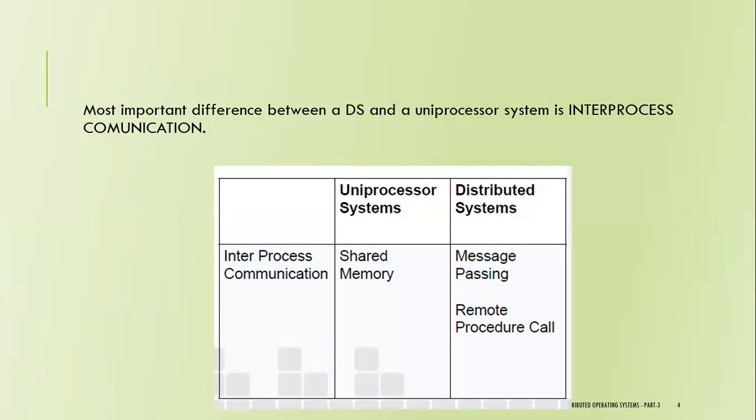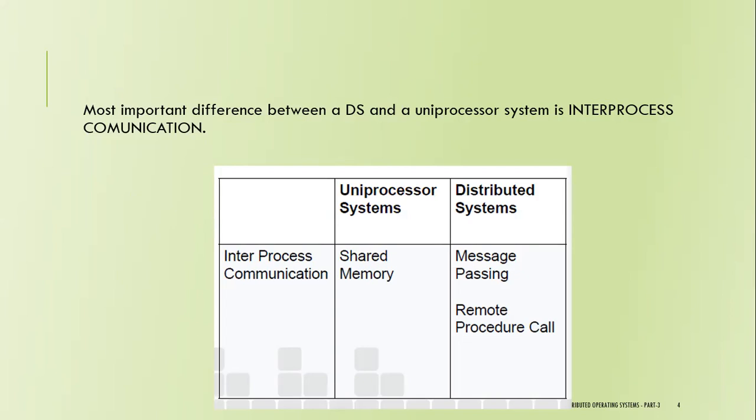The single most important difference between a distributed system and a uniprocessor system is the interprocess communication. In a uniprocessor system, most interprocess communication implicitly assumes the existence of shared memory. A typical example is the producer-consumer problem, in which one process writes into a shared buffer and another process reads from it. Even the most basic form of synchronization, the semaphore, requires that one word is shared.